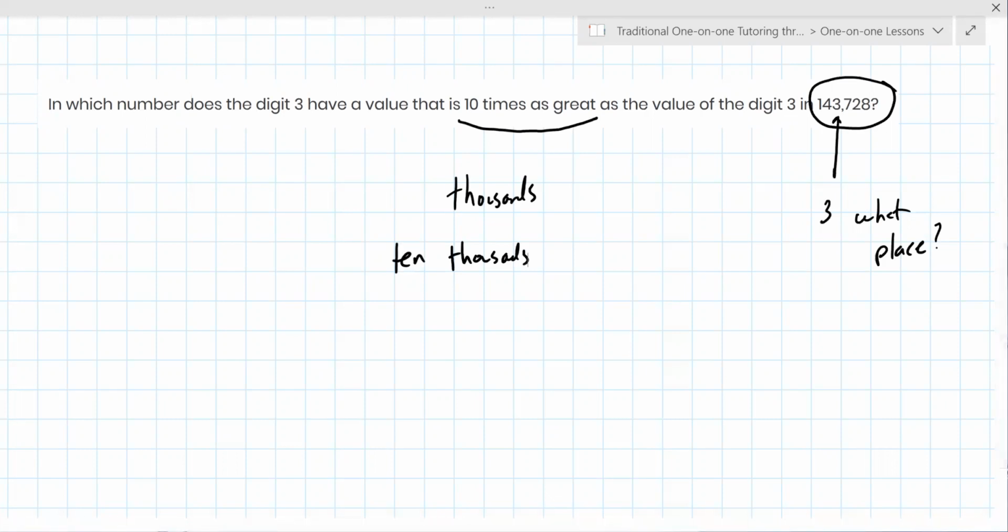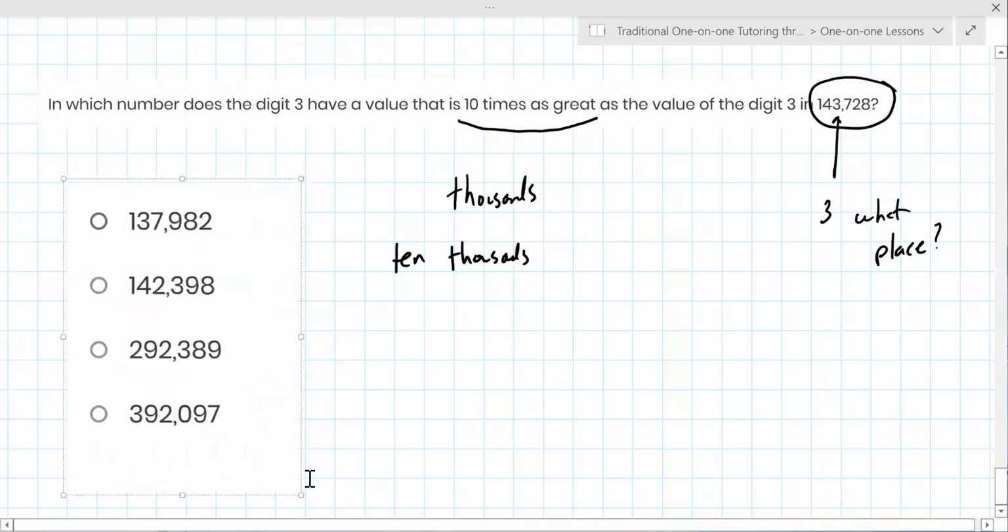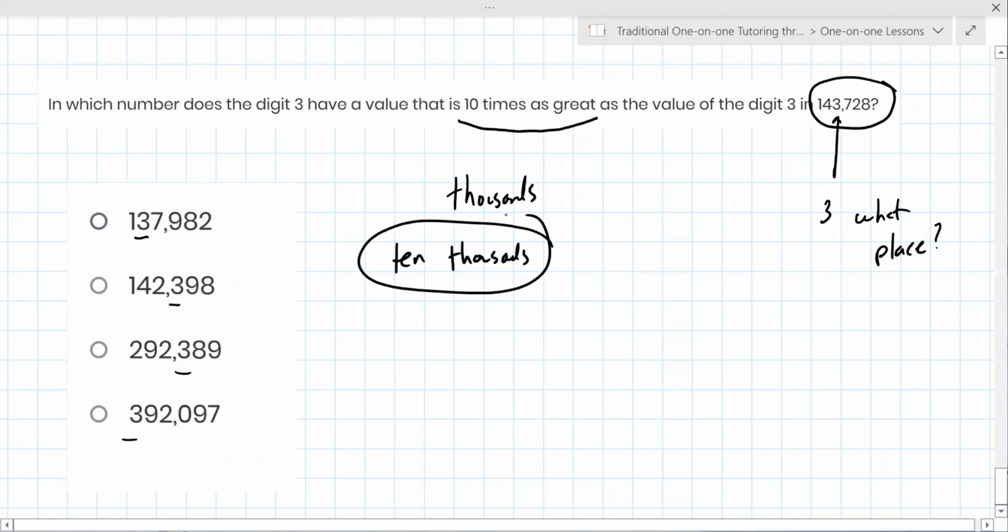Yes. Okay, now I'm going to snip in the answers, and I'm going to underline the 3 in each number. So there's a 3, there's a 3, there's a 3, and there's a 3. We want the 3 that's in the 10,000s position. Which one has a 3 in the 10,000s position? Letter A. Yeah, the first one there. Perfect. Very good.